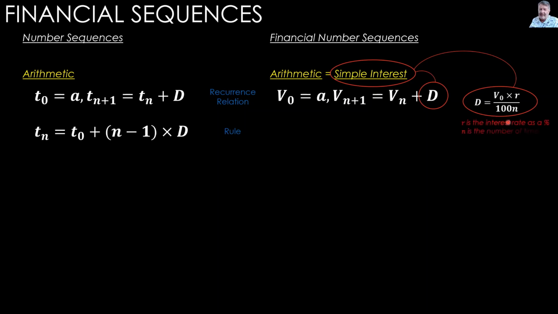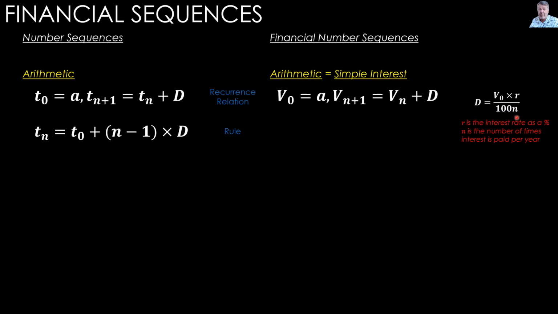D equals V0 times R over 100N. R is the interest rate, V0 is your initial balance, and N is the number of times interest is paid per year. Okay, that's the only extra bit we have to do with financial. Otherwise, the recurrence relation is exactly the same.